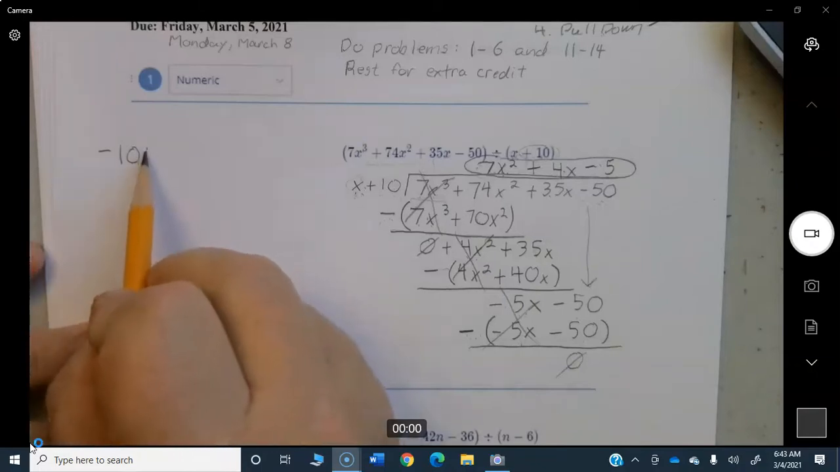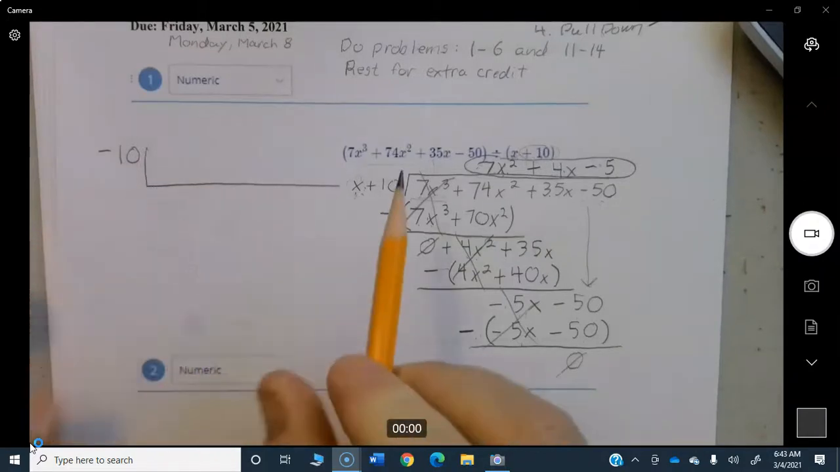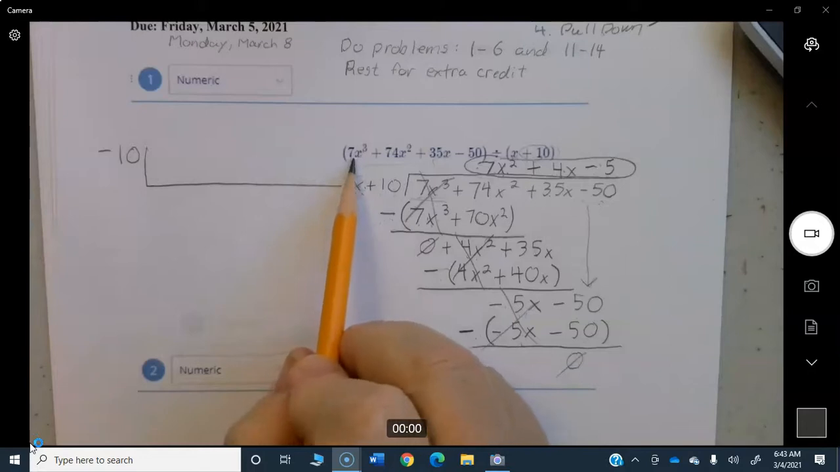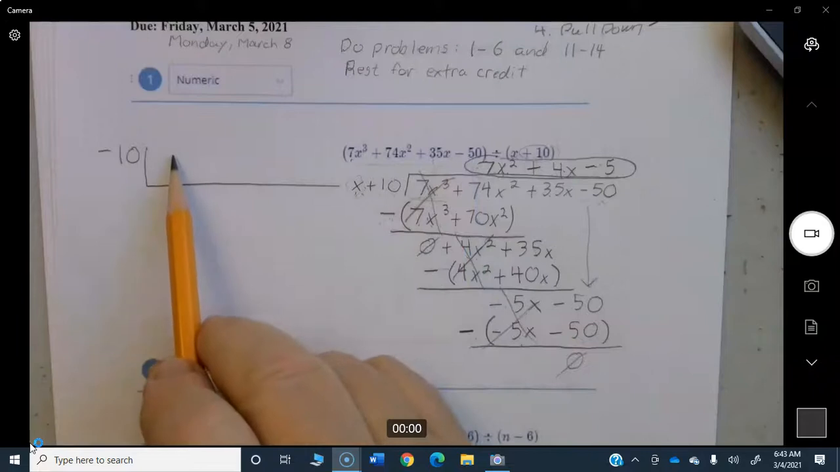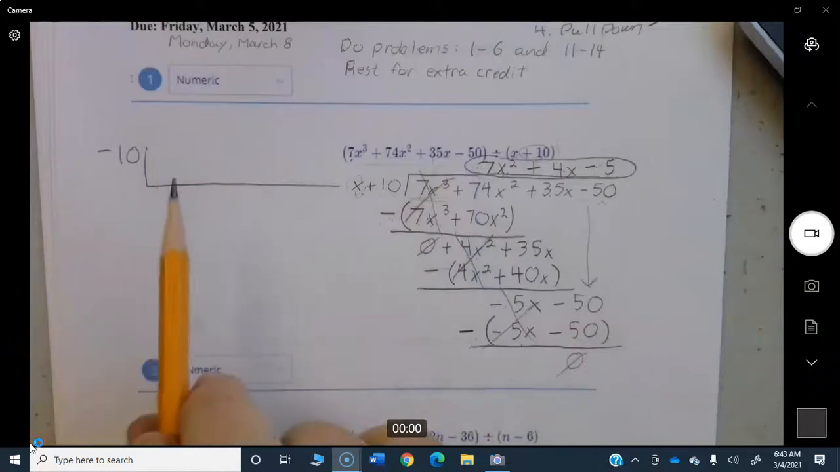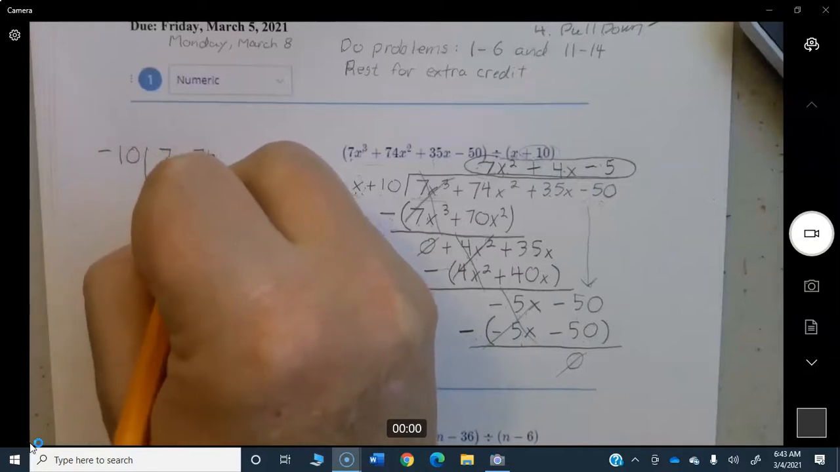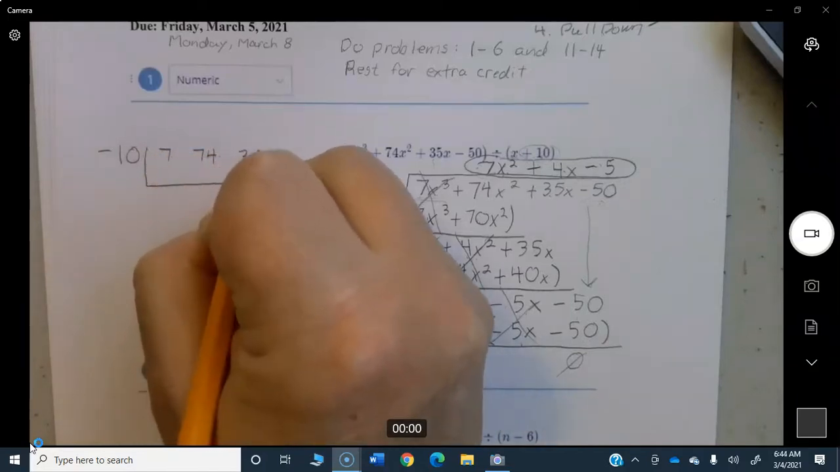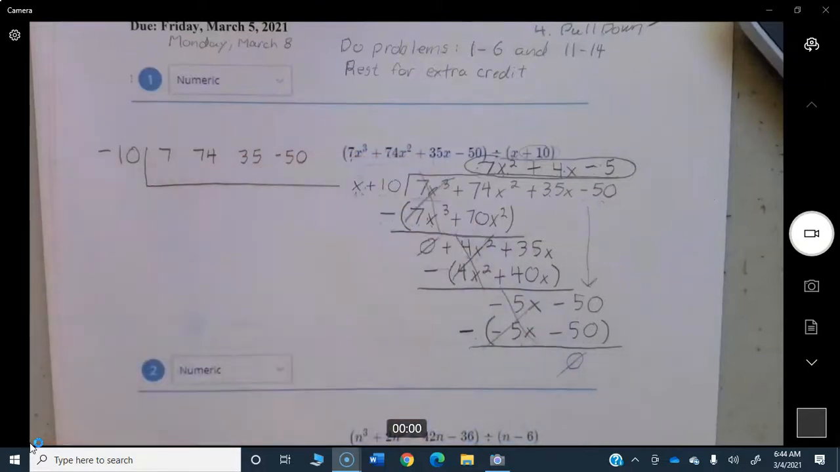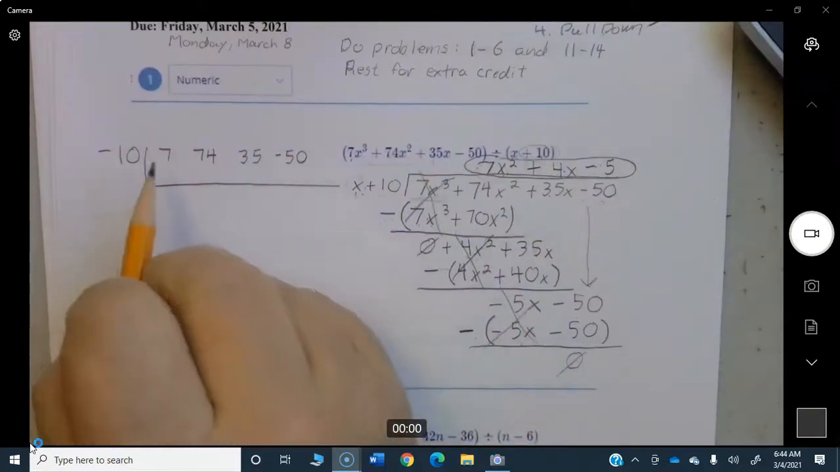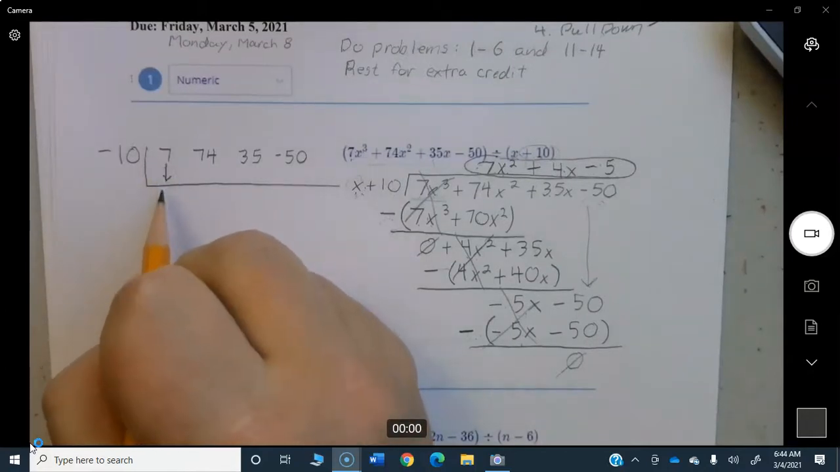Now you're going to draw an upside down division bracket like this. And you're going to take each of these coefficients, 7, 74, 35, and negative 50. And you're going to write them up here without the x's, without any x's. So it's going to be 7, 74, 35, and negative 50. Okay? The next step is you're going to take this first term here, this first number here, and actually just pull it down and write it there.